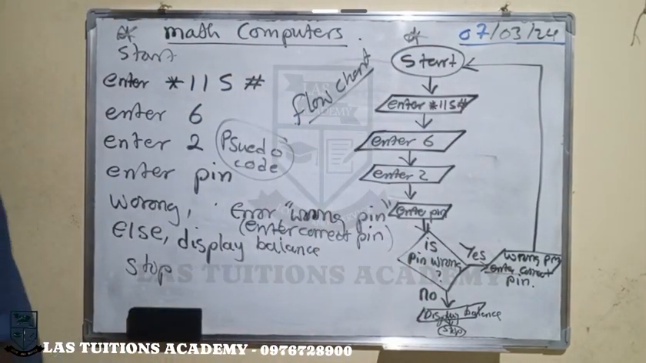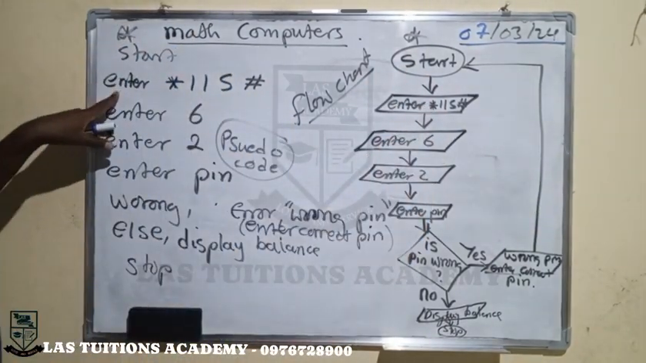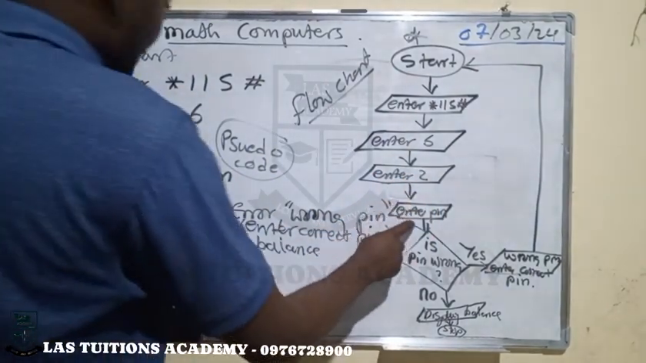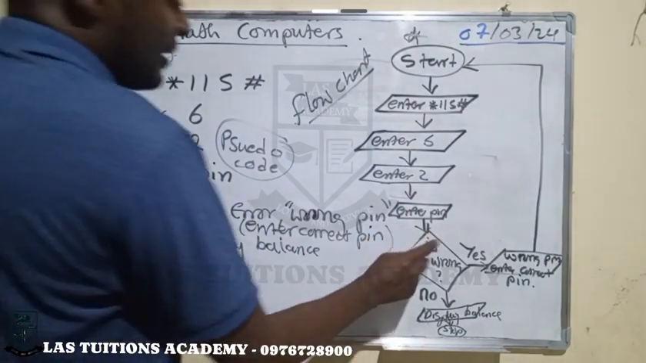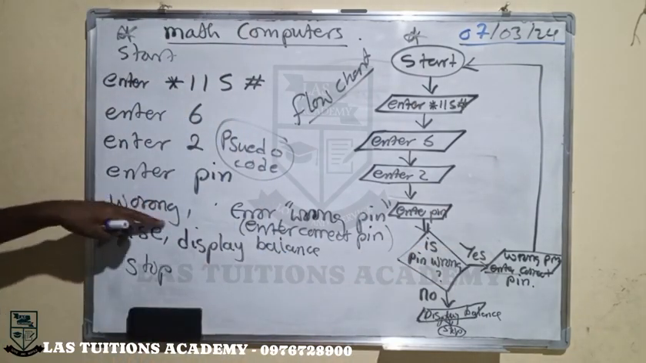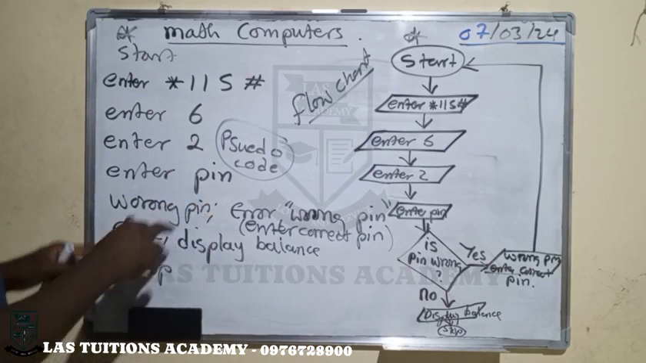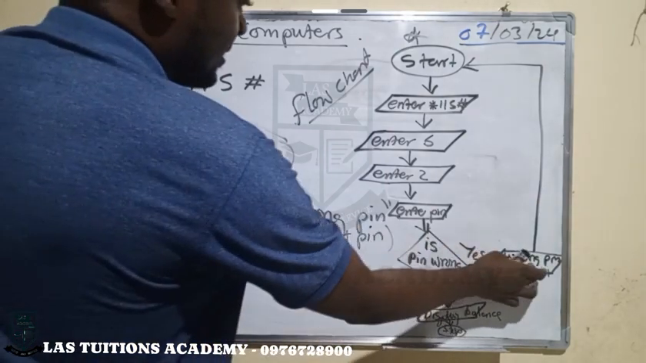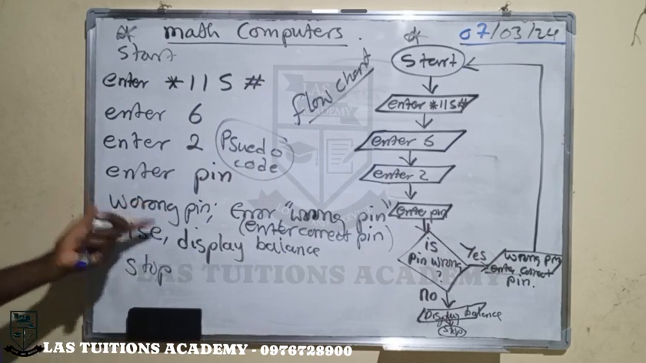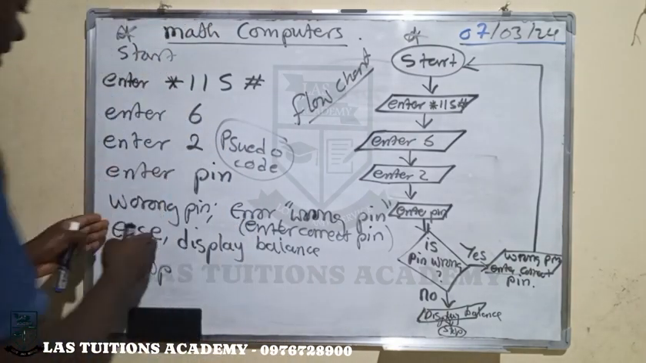So if you are given a flow chart, you are asked to come up with a pseudo code. You write start. Enter star 115, enter 6, enter 2, enter pin. Is pin wrong? Okay, here you say wrong pin. Like we have put here, wrong pin. So when the pin is wrong, you write an error message. Then else means if the pin is not wrong. That's what the else means. So else display the balance, meaning when the pin is correct, the balance should be displayed.